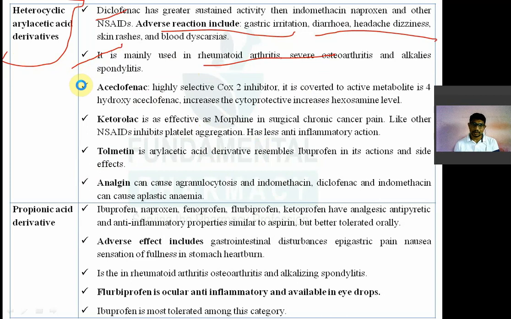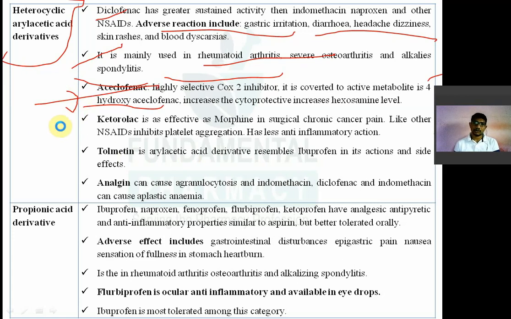Then a derivative of diclofenac known as aceclofenac. It is a highly selective COX-2 inhibitor and is converted into one active metabolite known as 4-hydroxyaceclofenac. This metabolite increases the cytoprotective hexosamine level in the stomach, and that's why it will not produce hyperacidity. It will not produce GIT ulceration.